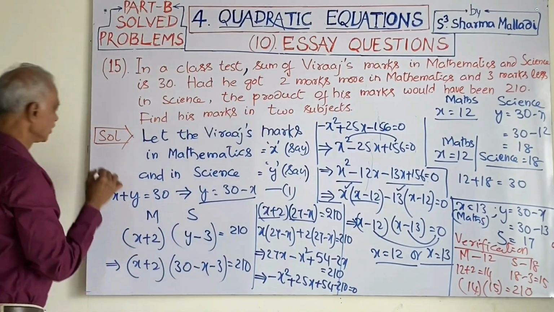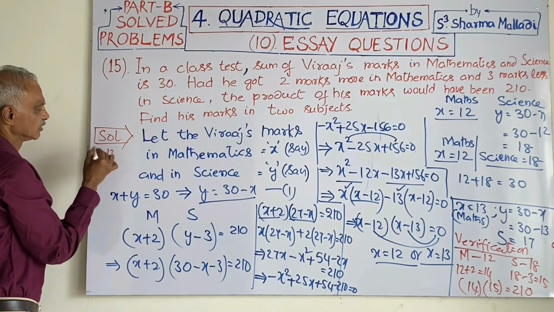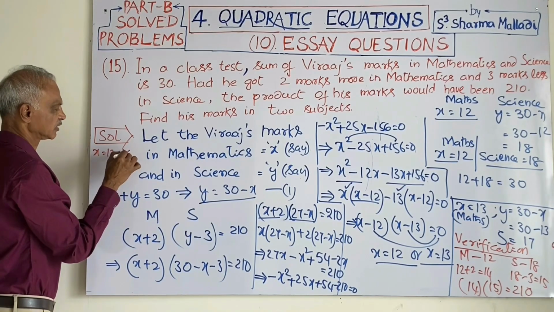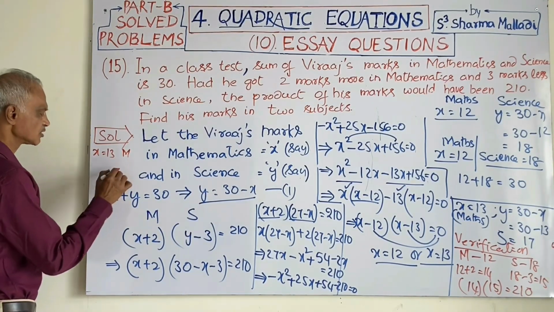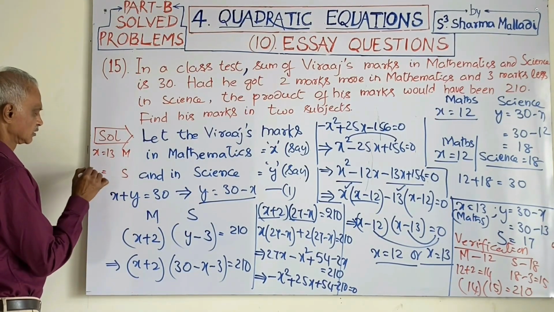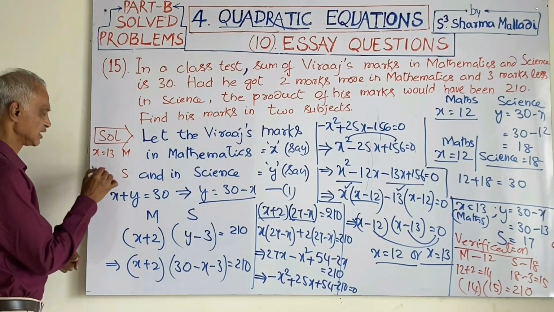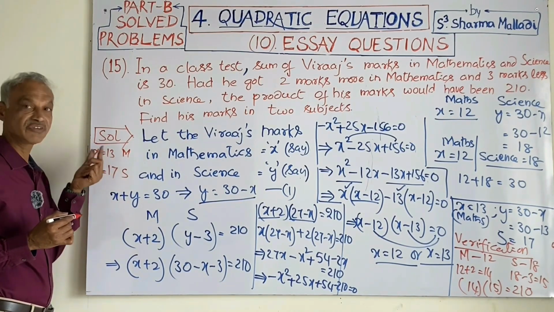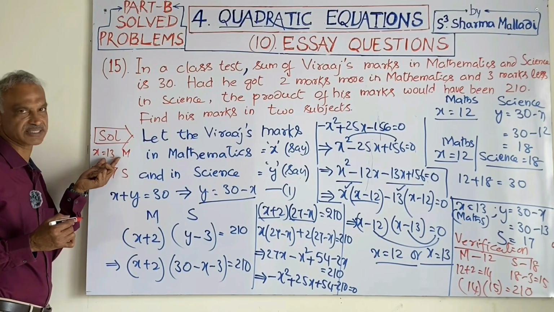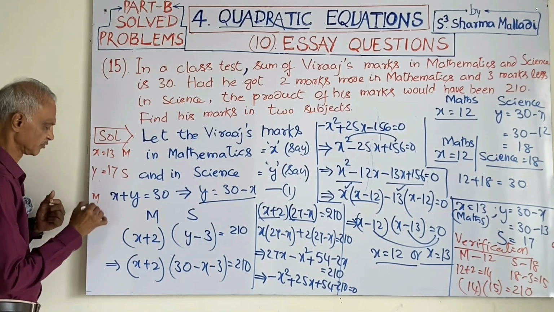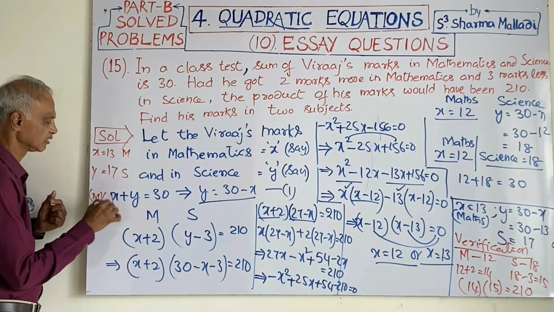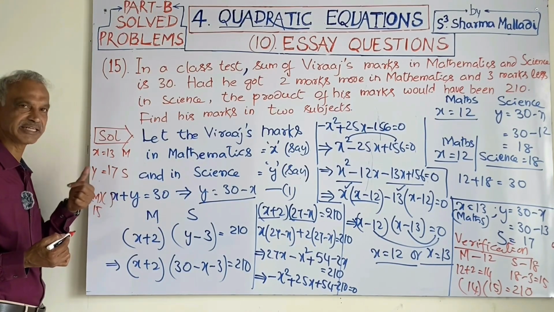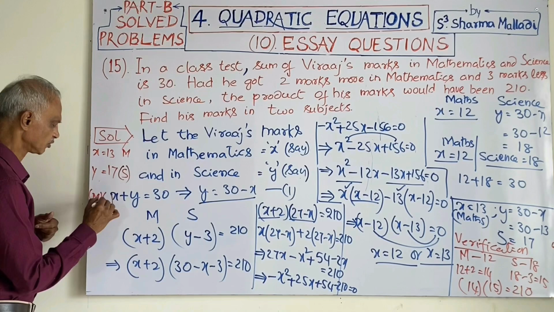Here I will do. If x is equal to 13, what is the science marks? Maths marks is 13 and science marks he got, how many marks he got? 17. If he had got 2 marks more in maths means 15, and how many science marks? 3 marks less in science, 17 minus 3, 14.